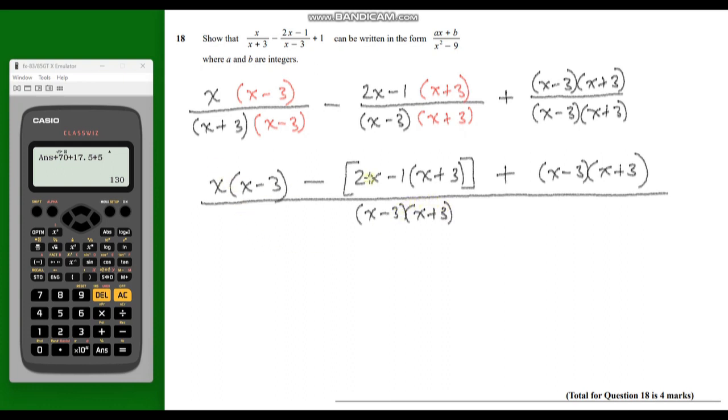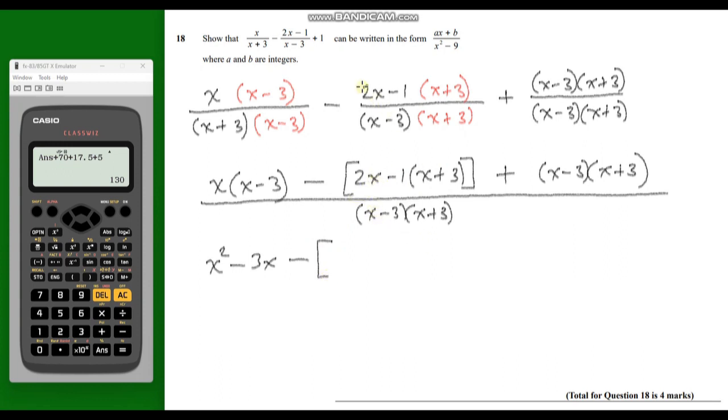So let's go through each of these terms. So first of all, if we expand these brackets, we've got x squared minus 3x. And now we're subtracting this whole thing here. So again, I'm going to leave the brackets in.